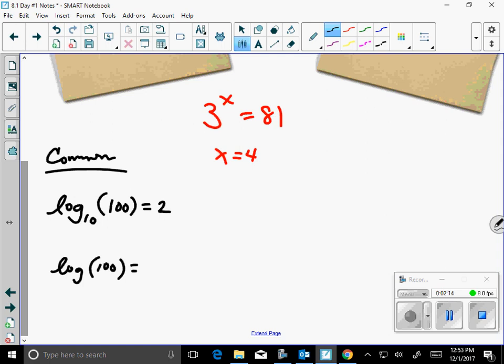So you, at this point, should know that that would equal 2. Okay, because what's the base? Well, the base isn't there. If there's no base there, then we assume it's the common logarithm. Okay, so that'd be 2.